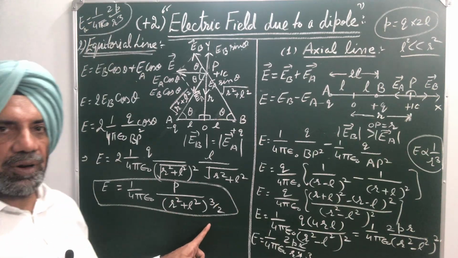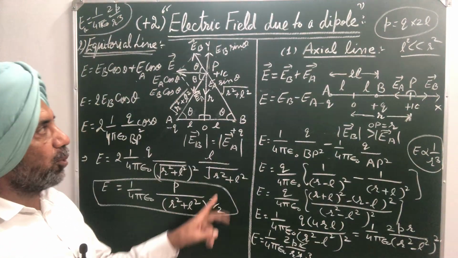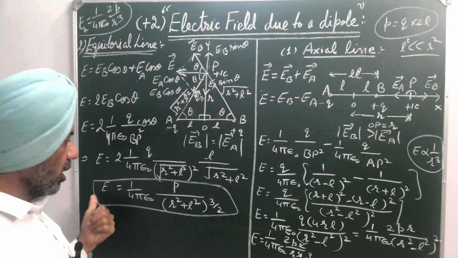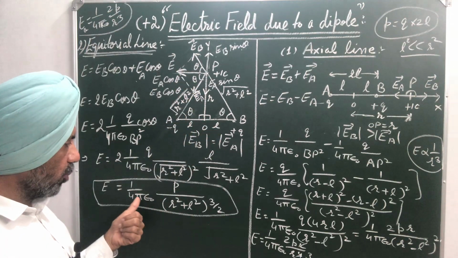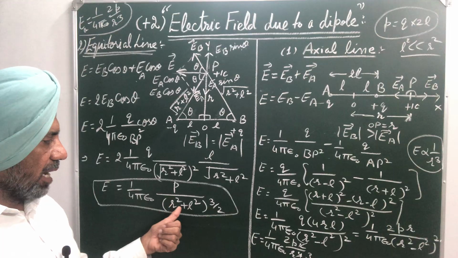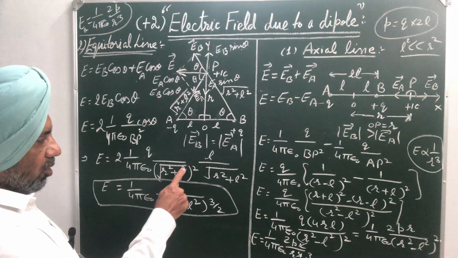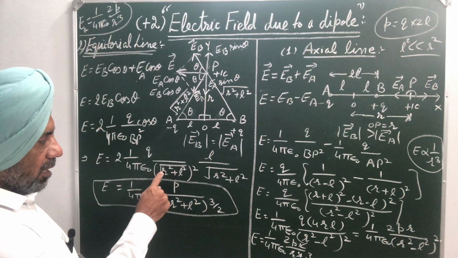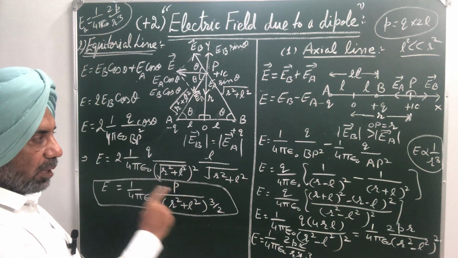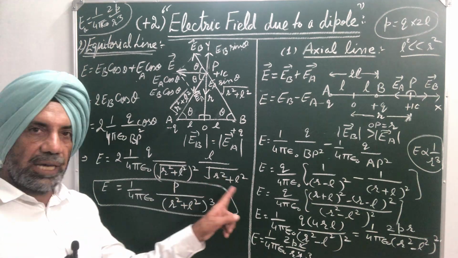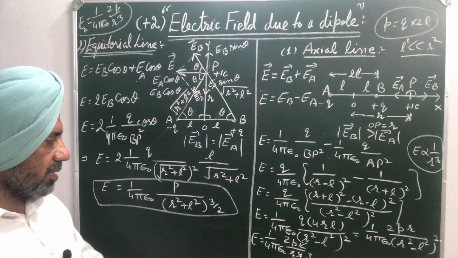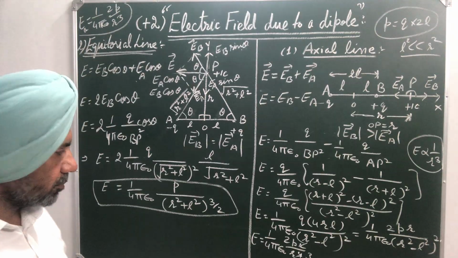Which is the required expression for the electric field due to a dipole at a point on the equatorial line: E is equal to 1 upon 4 pi epsilon naught P upon R square plus L square power 3 by 2, because this square root cancels the square. So R square plus L square power 1 comes from here, and 1 by 2 from this square root. Total power is R square plus L square 3 by 2.